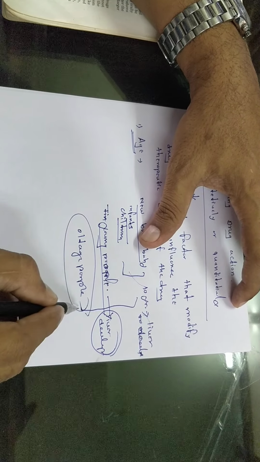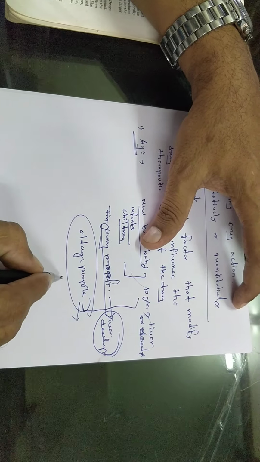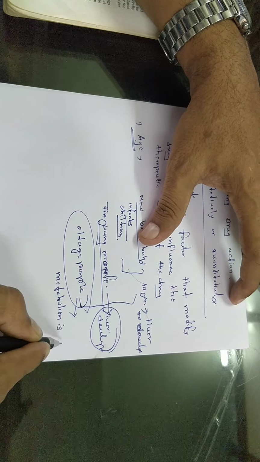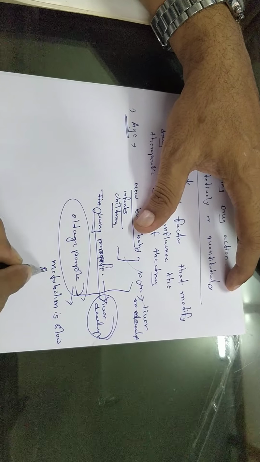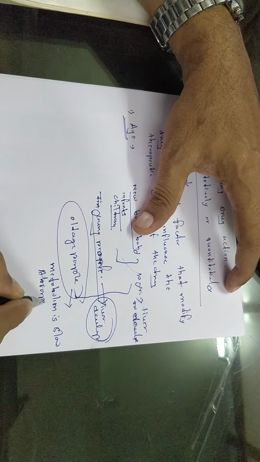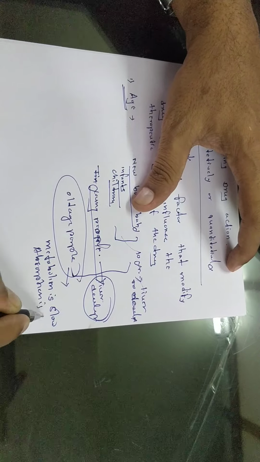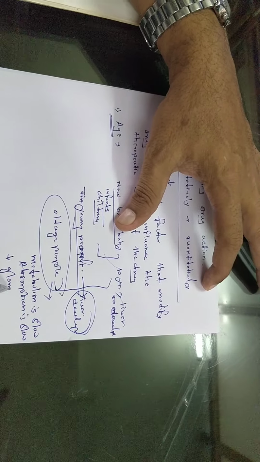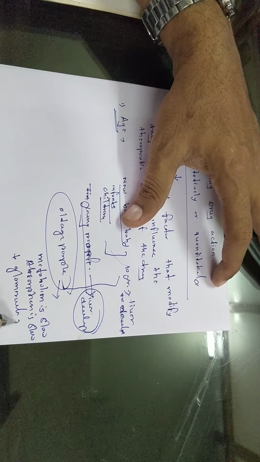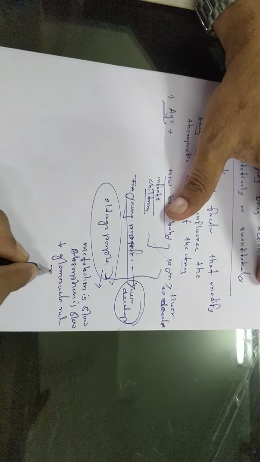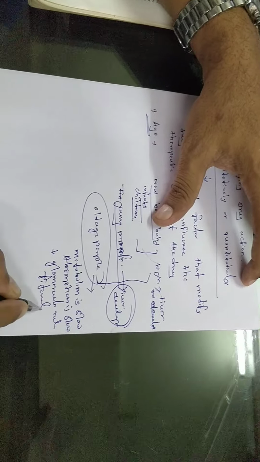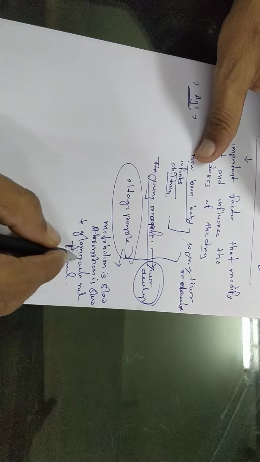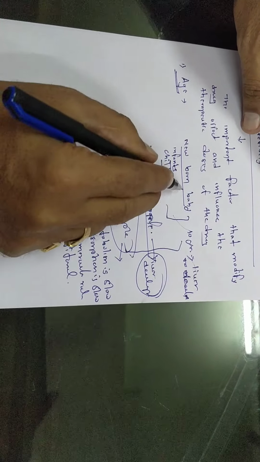In an old age person, metabolism is slow, absorption is slow, and the glomerular rate of filtration is decreased. That's why age is so important.